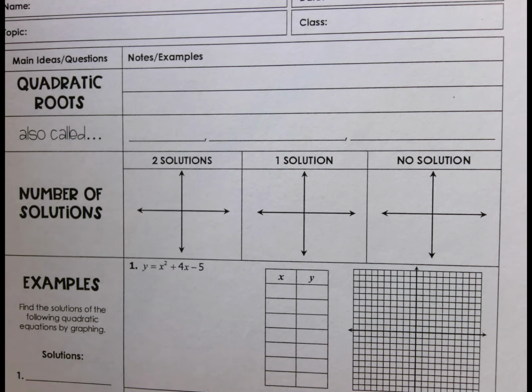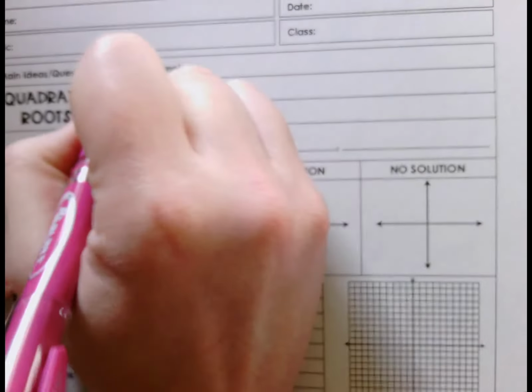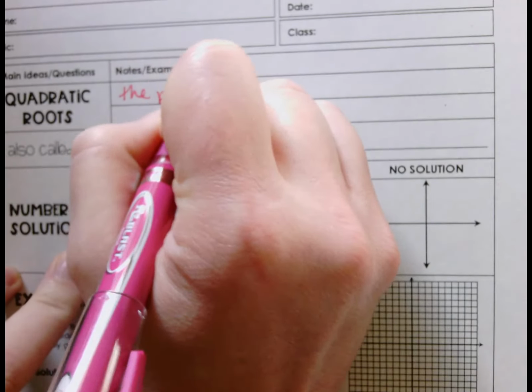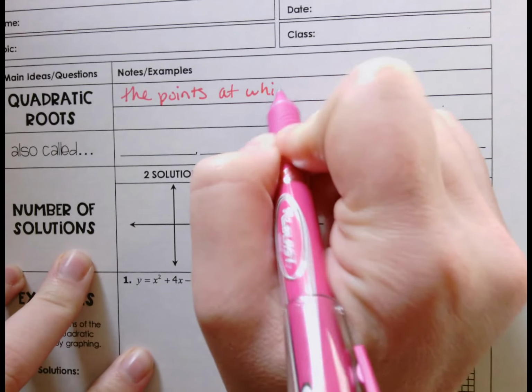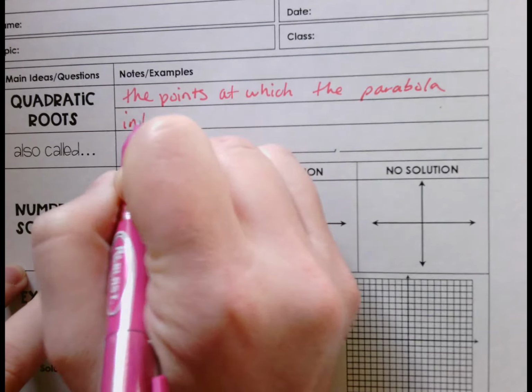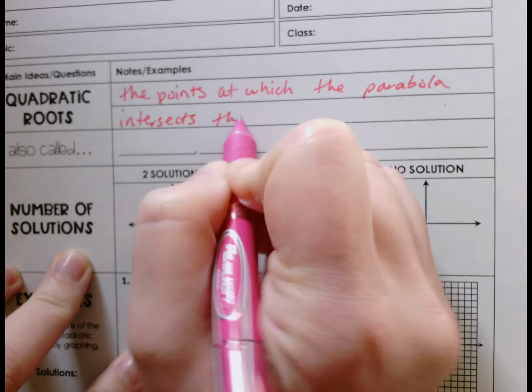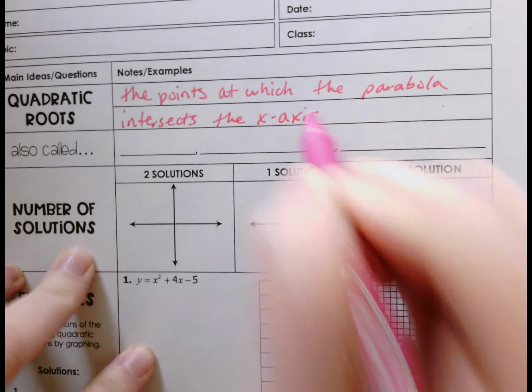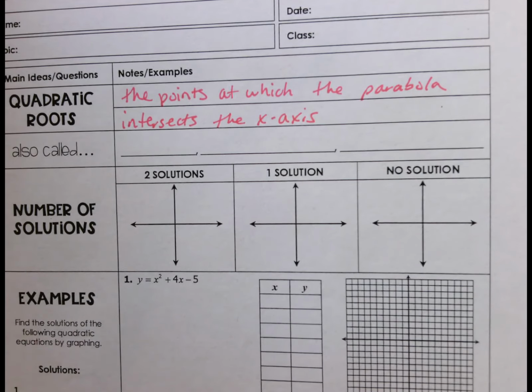And quadratic roots are the points at which the parabola intersects the x-axis. And you've actually dealt with this before with linear equations and some of the others. You actually did a study island about this recently. But it's the points at which your line crosses the x-axis or intersects it. And so it's the same thing for a parabola or for a quadratic. It's where it's going to cross the x-axis.